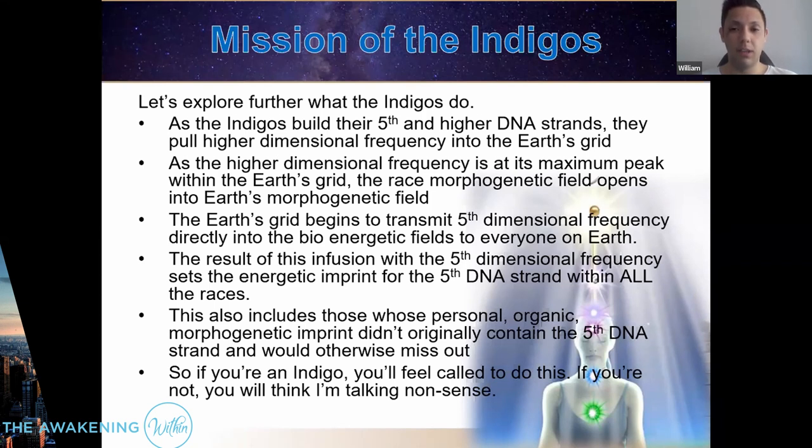As the higher dimensional frequency is at its maximum peak within the Earth's grid, the race morphogenetic field opens into Earth's morphogenetic field. So in other words, the indigo's auric field opens into Earth's auric field. And the Earth's grid begins to transmit fifth dimensional frequency directly into the bioenergetic fields of everyone on Earth. So the Earth's grid, in other words, can transmit that higher frequency to everyone here. Everyone can receive it.